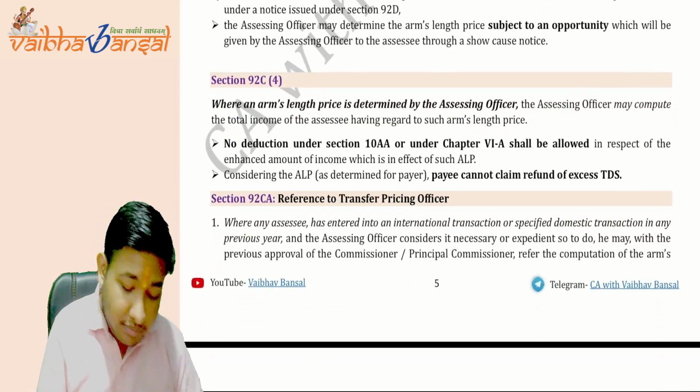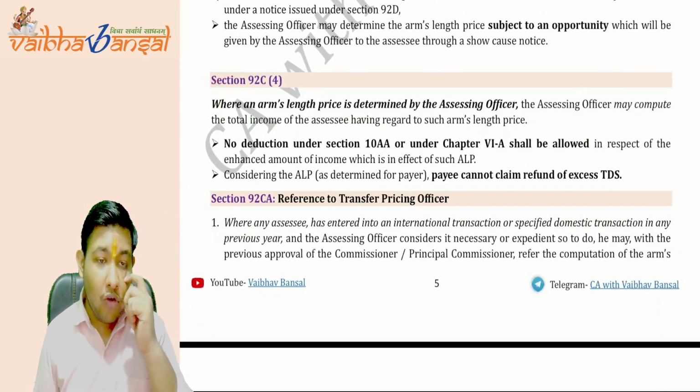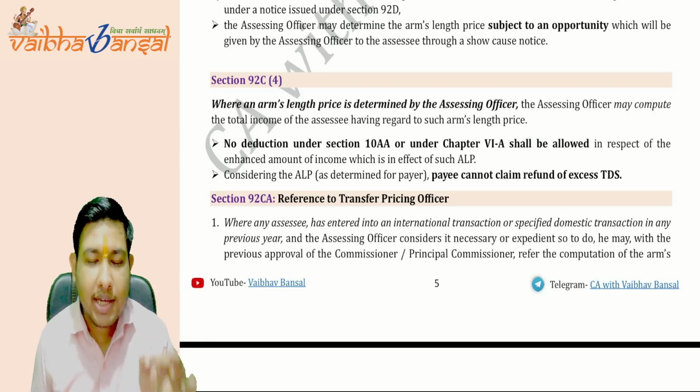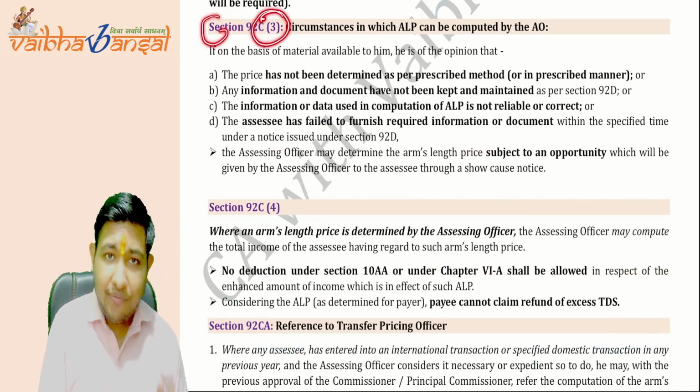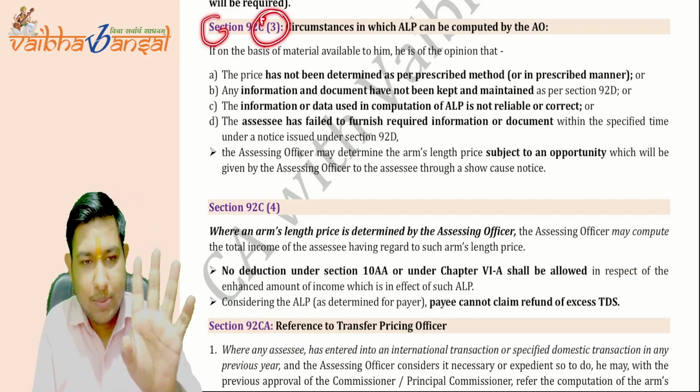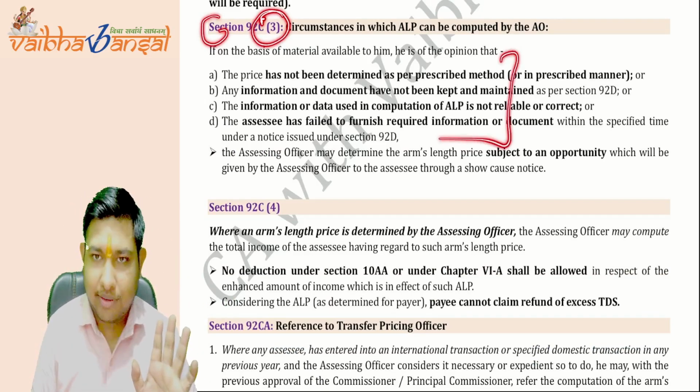Now, coming on to subsection 4. What it says: when an arm's length price is determined by the AO under subsection 3, we said the arm's length price will be computed by the AO in these circumstances.